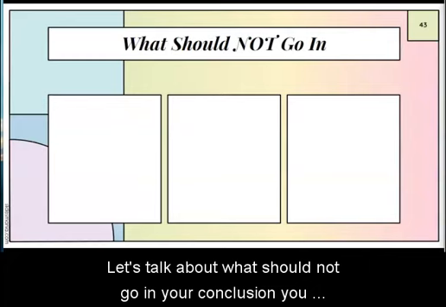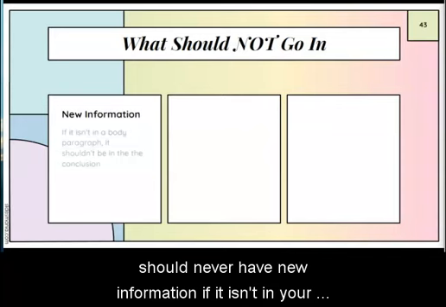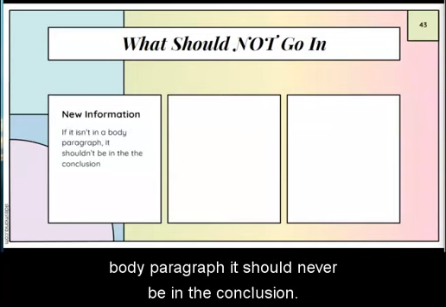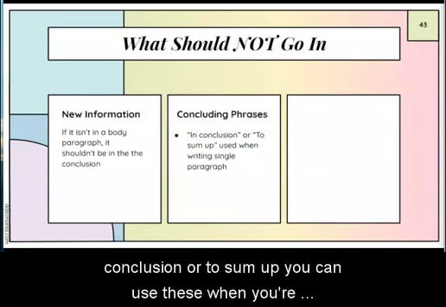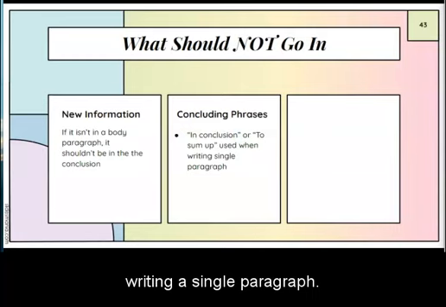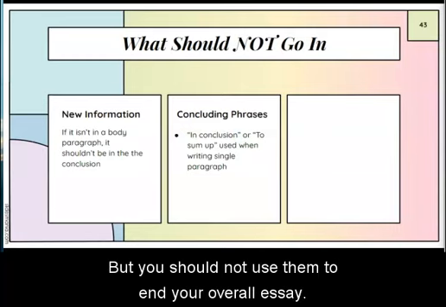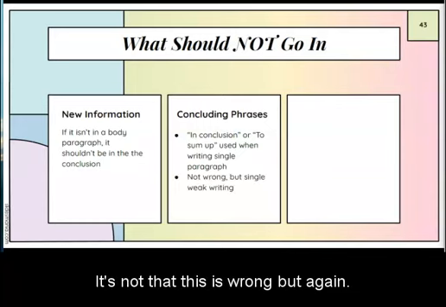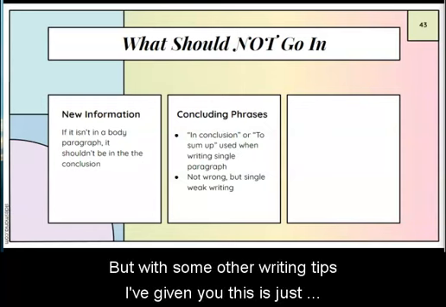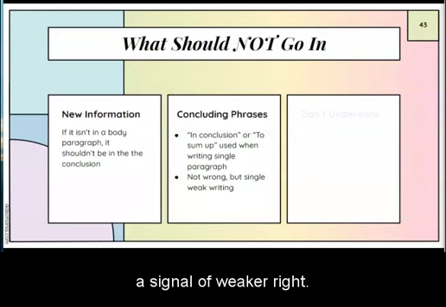Let's talk about what should not go in your conclusion, okay? You should never have new information, okay? If it isn't in your body paragraph, it should never be in the conclusion. You do not want to have concluding phrases like in conclusion or to sum up. You can use these when you're writing a single paragraph, but you should not use them to end your overall essay. All right? It's not that this is wrong, but again, like with some other writing tips I've given you, this is just a signal of weaker writing.